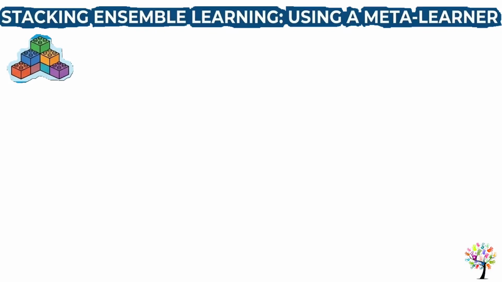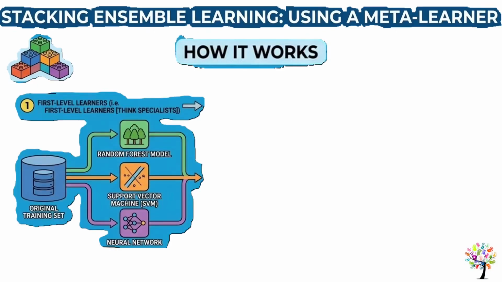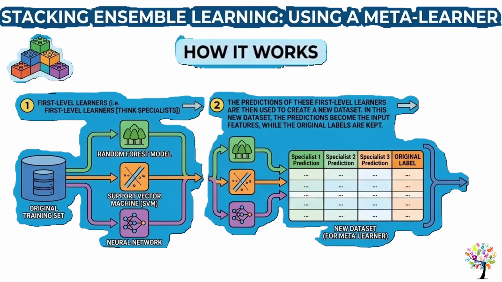And then you get the concept of stacking ensemble learning using a meta learner. So how does it work? Stacking takes a different approach by using another machine learning model, known as a meta learner, to figure out the best way to combine the predictions. So step 1, the base learners or the first level learners, think specialists, are trained on the original training set. For example, a random forest model, a support vector machine, a neural network. The second step, the predictions of these first level learners are then used to create a new dataset. In this new dataset, the predictions become the input features while the original labels are kept.